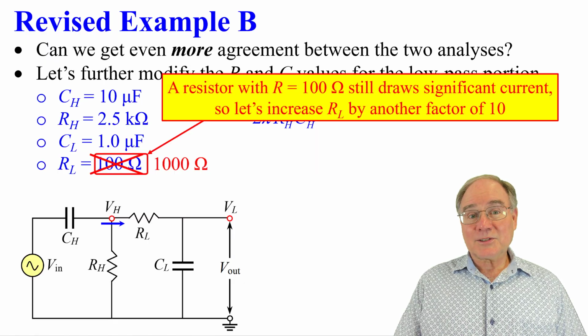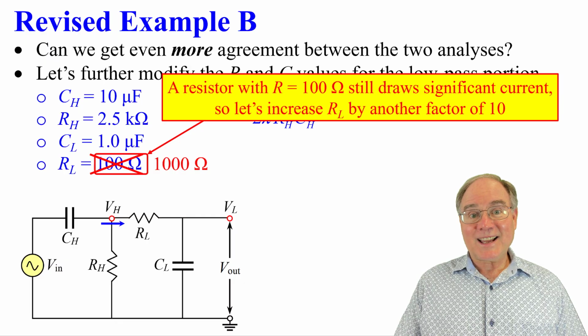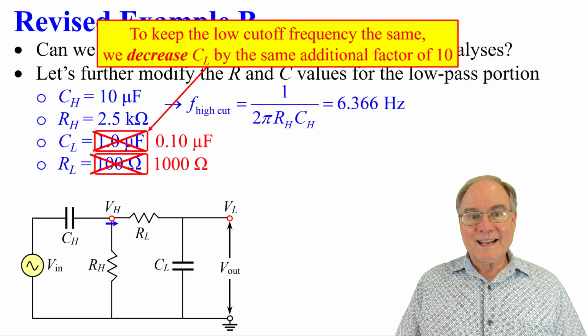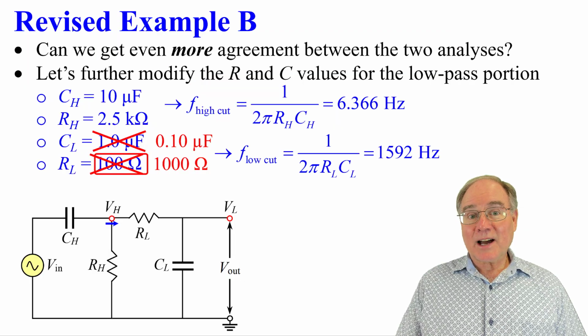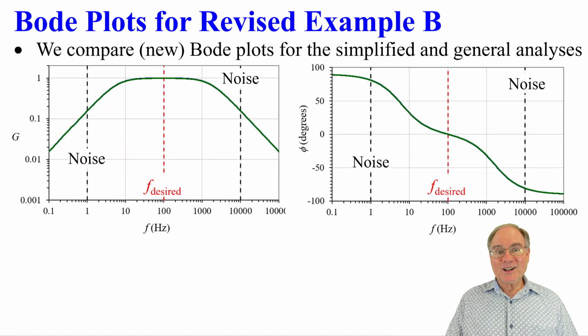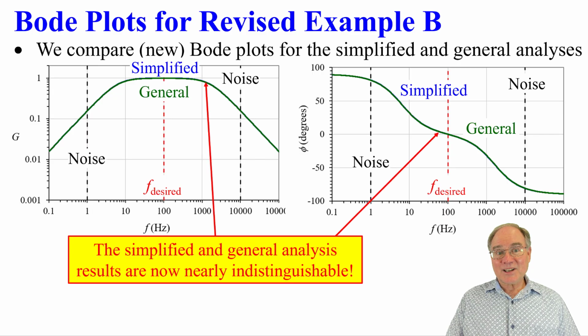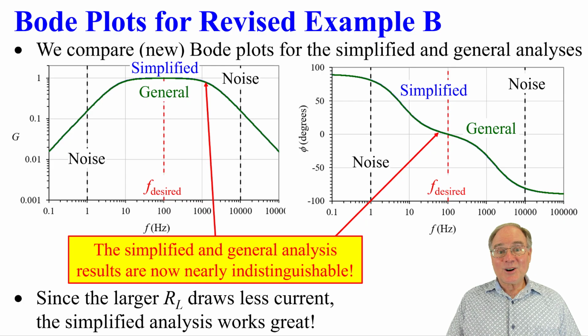A 100 ohm resistor still draws significant current, so let's increase RL by another factor of 10 to 1,000 ohms. That should even further reduce this current, and again we'll decrease CL by the same factor, so that when we calculate the low cutoff frequency, it's the same as before. Here are our new Bode plots, simplified in blue and general in green, and the green covers up the blue. These plots are nearly indistinguishable. Since the larger RL draws very little current, our simplified analysis works great.